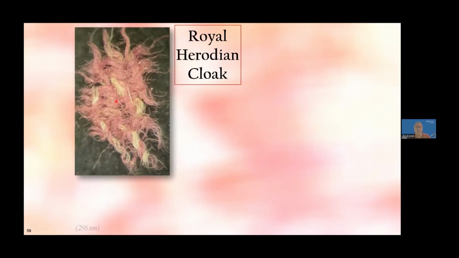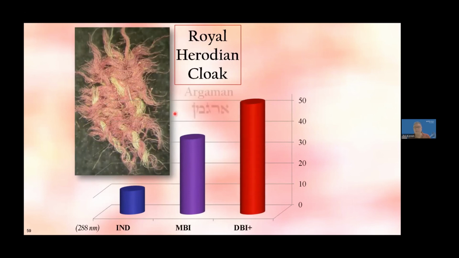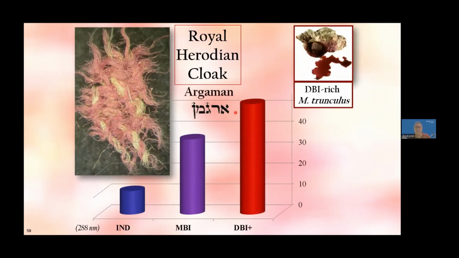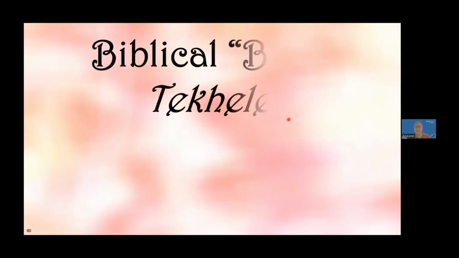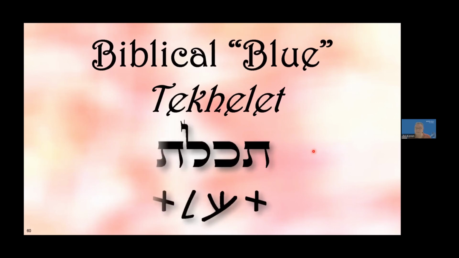This is under high illumination. Under the microscope, it's more pinkish, of course. And this one, like I said, is a lot of monobromo indigo, and this is from a dibromo indigo-rich trunculus snail. Now, there's also another bluish dye, what's known as biblical blue, a techelet color.